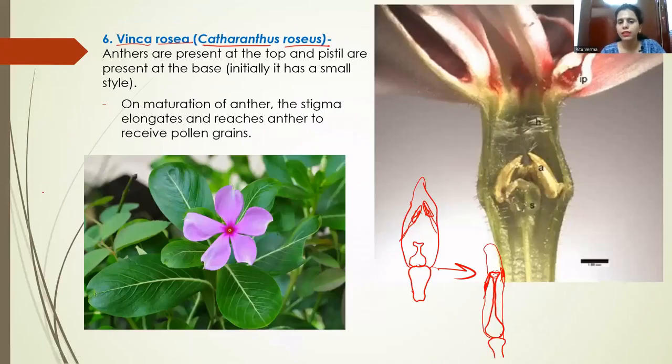So these were some of the adaptations shown by plants for promoting self-pollination. In the next video, we will learn about the adaptations of different plants to promote cross-pollination.